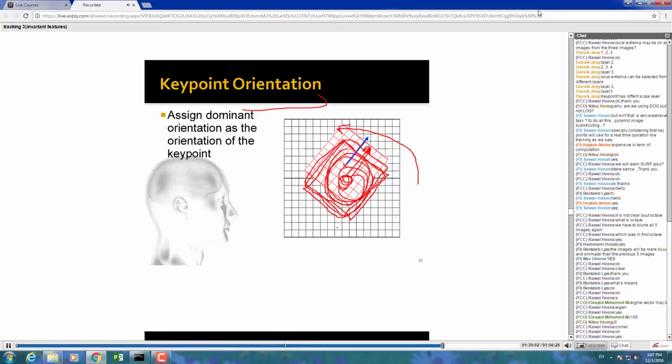If the key point orientation is becoming 90, then we have to rotate this window 90 degrees. If it is 45, we have to rotate 45. Even though the angles are changing by rotating the image, the relative local rotation is not changing. Is that clear? So that's why we are calculating the orientation of every key point.